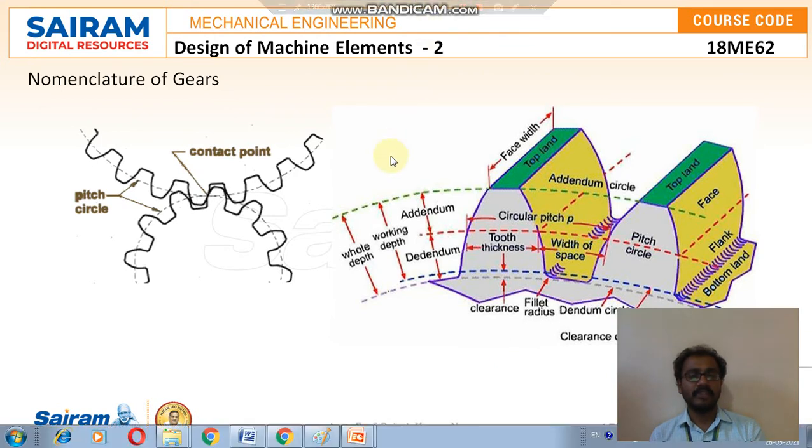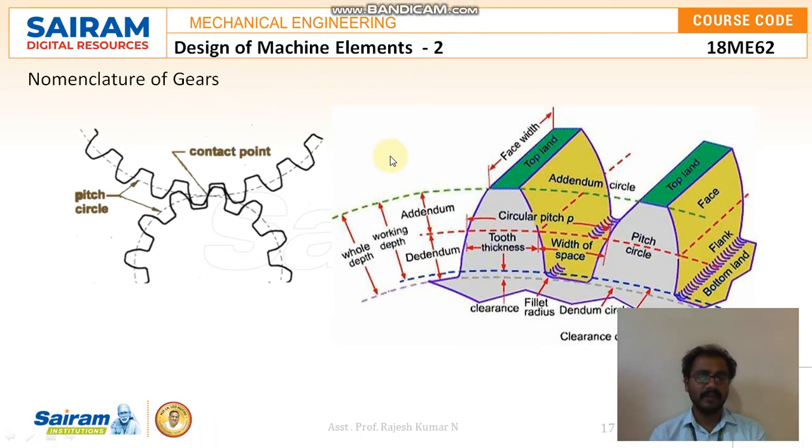Now we shall move to the nomenclature of the gears. You can see I have taken one particular example, where starting from the green color reference line we will be calling it the addendum circle. Similarly, the pale color dotted line circle is the dedendum circle, and we have something called the clearance circle. The addendum circle is the top of the gear tooth.